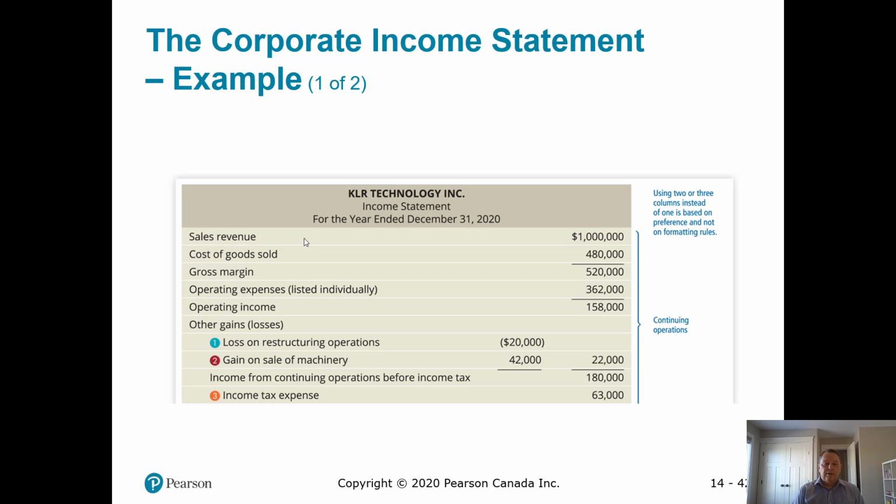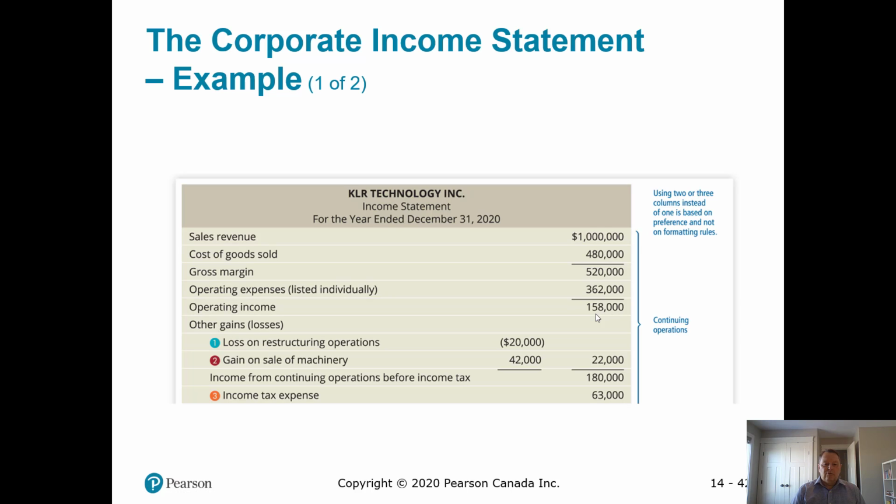Now, here's an example of one where we've got the normal sort of stuff going on at the beginning here. If we look at this, we've got sales revenue, we've got cost of goods sold, and we've got gross margin. So that's a pretty normal resale company. We've got some operating expenses, and we've got operating income, which would be the difference between those two.